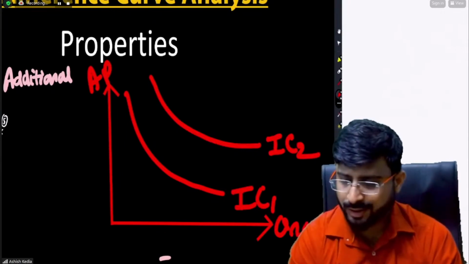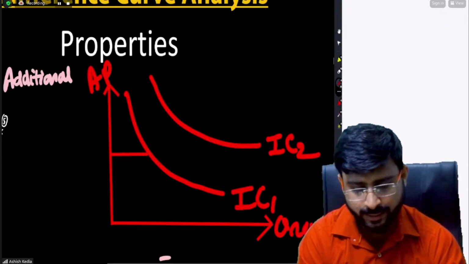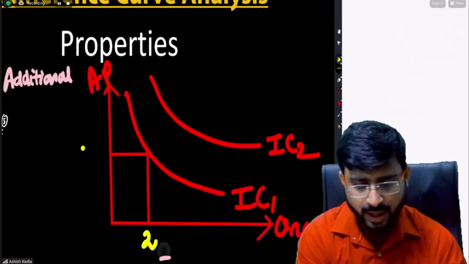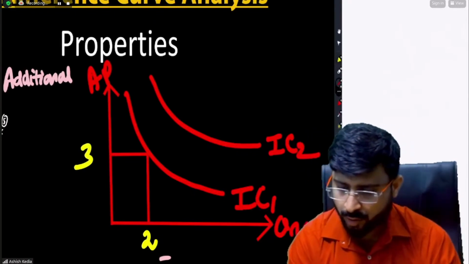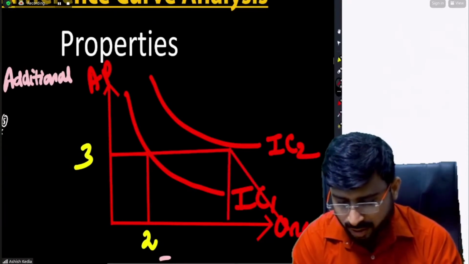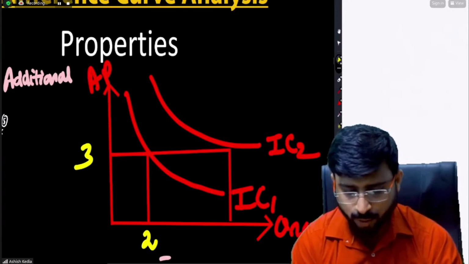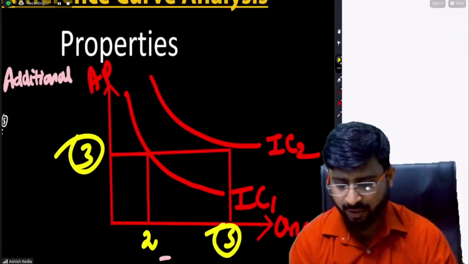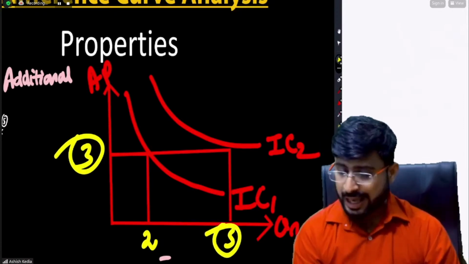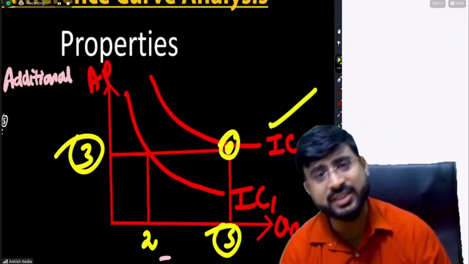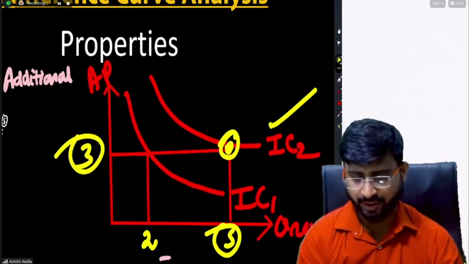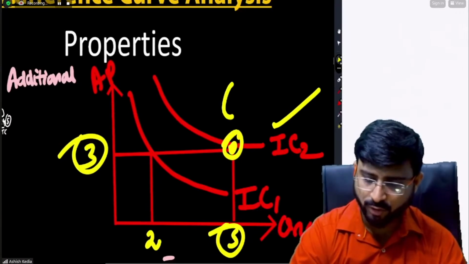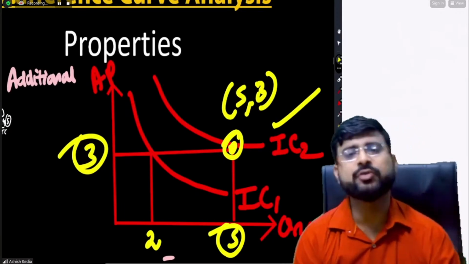Now try and understand. Suppose you take a point like this. Suppose this shows two oranges and three apples. Now, staying at the same point, we extend our combination. So apple remains at 3, but oranges come to, let's say, 5 units. So higher indifference curve, here it being IC2, gives the more level of satisfaction. It would be 5, 3 here.